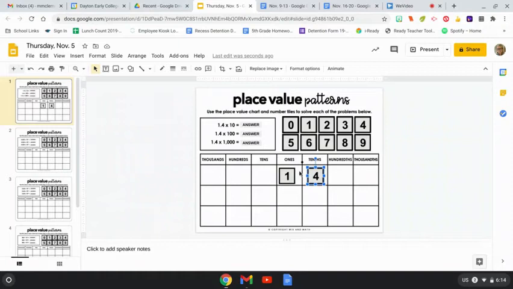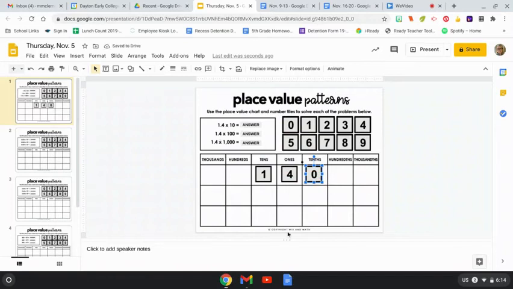So my decimal is going to move one place value to the right because my number is going to get larger. Therefore, my 1 moves to the tens, my 4 moves to my ones, and now I have 0 tenths. So I've done the first one for you.